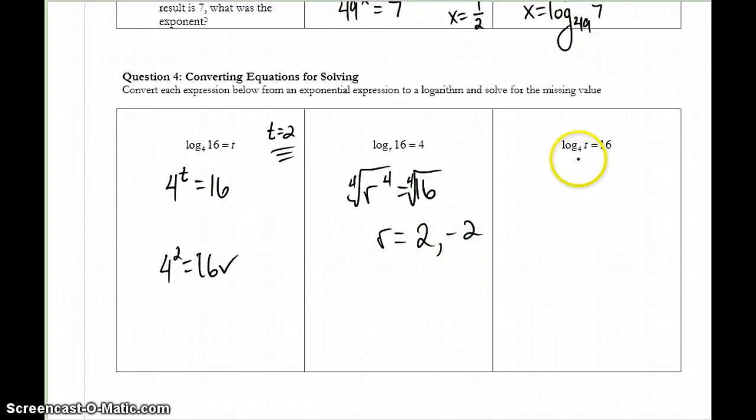Last one here, I have 4 to some power equals t. Remember that the logarithm is always equal to the exponent, so 16 is the exponent. The base of the logarithm is the base of the exponent, and it's equal to that result. 4 to the 16th is going to be a very, very large number. If you'd like to, you can plug that into a calculator to get the actual value.